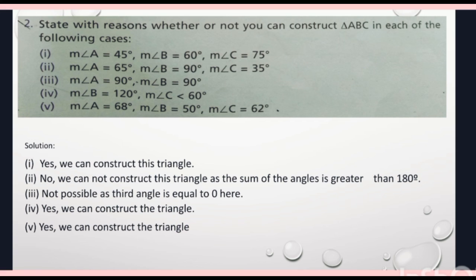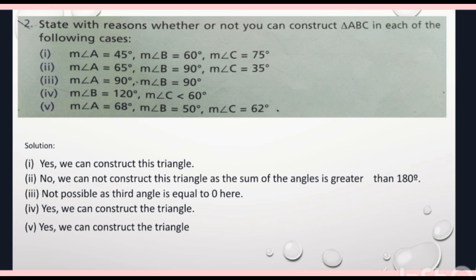Now move towards part 2. Part 2 is measurement of angle A equals 65 degree, angle B equals 90 degree, angle C equals 35 degree. In part 2 we cannot construct this triangle. Why? Because if we sum all these angles, which are 65, 90 and 35, we get a value greater than 180 degree, and it's not possible. The sum of the angles in a triangle must be 180 degree. So we cannot construct this triangle.